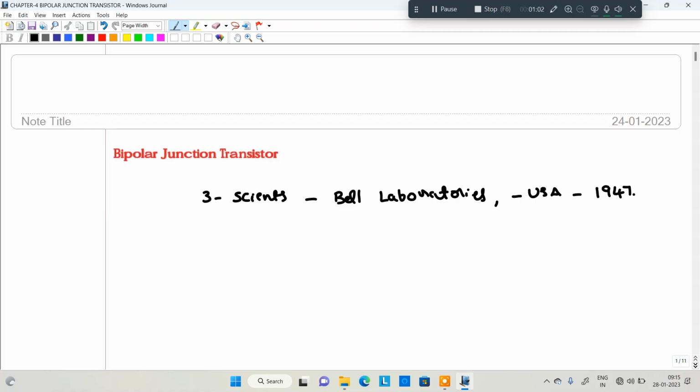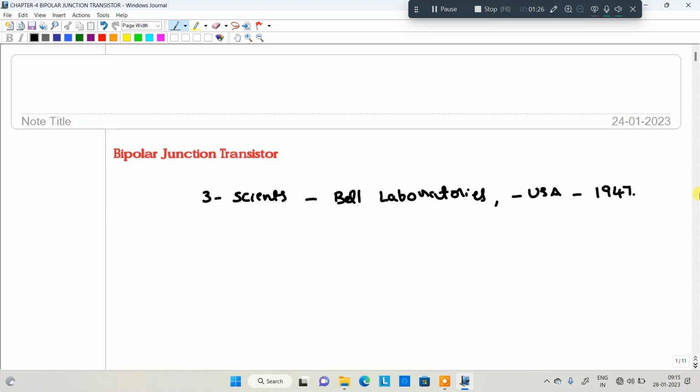Before that, we were using vacuum tubes instead of the bipolar junction transistor. Once the bipolar junction transistor was invented, the entire electronics field changed drastically. Now we see ICs, integrated circuits, and nanotechnology is also coming. It is an invention from the BJT, and step by step the generations were developed.